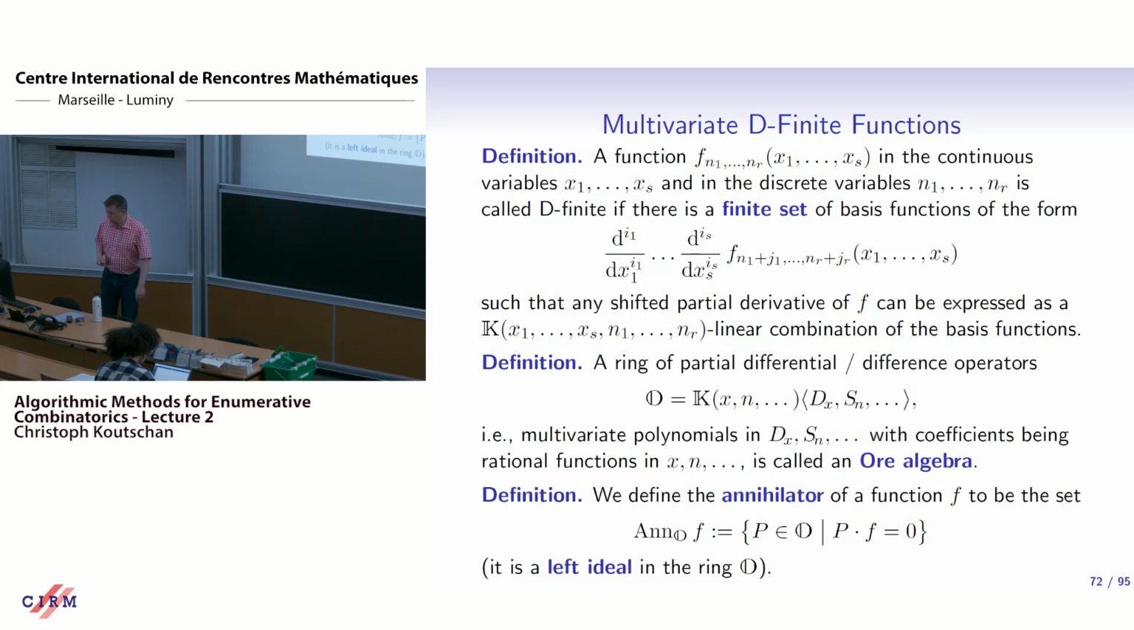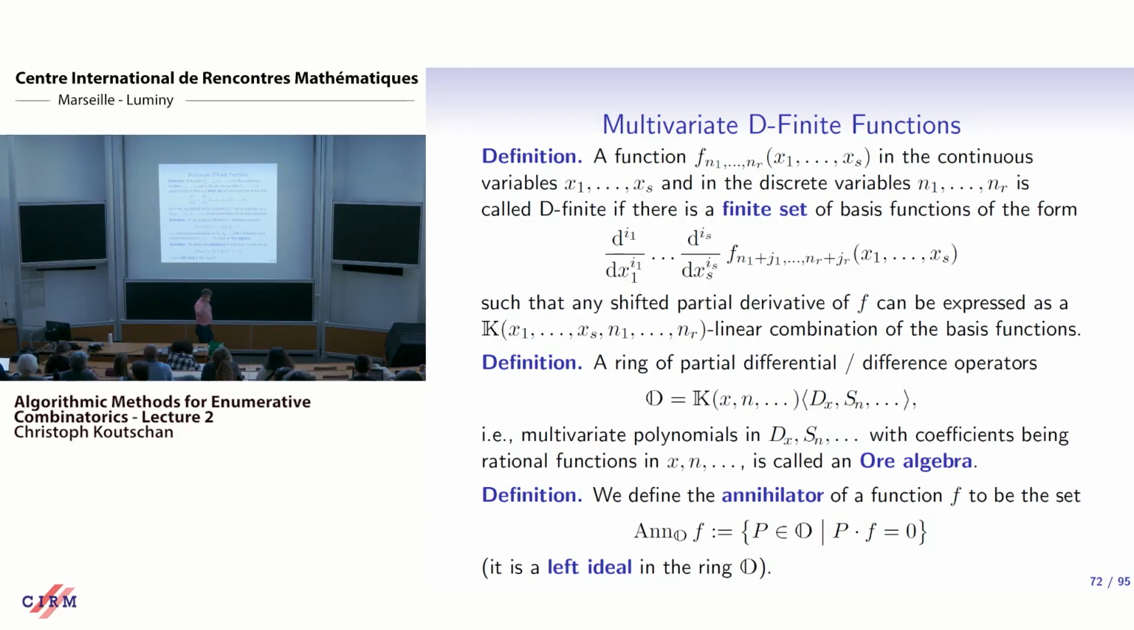And we define the annihilator of a function to be the set of all operators p from this operator algebra such that p applied to f is 0. And it's not difficult to see that this forms a left ideal. So if we have an operator that kills f, and we multiply this operator from the left with something, we get an operator that still kills f, so it is still in the annihilator. So that's why it's a left ideal.